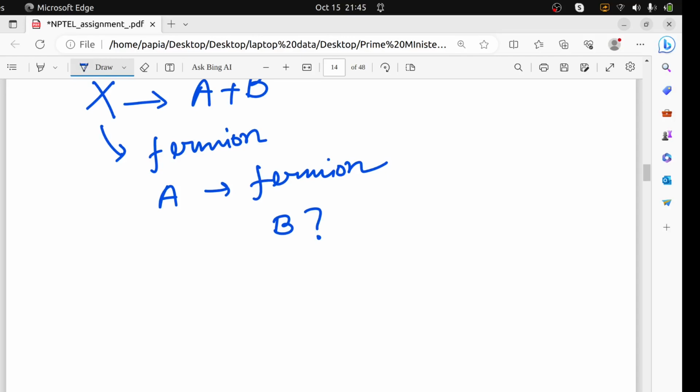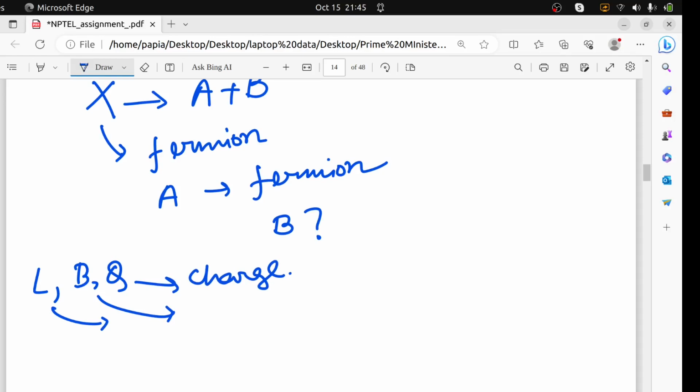How to do that? First of all, it is very well known that in any nuclear reaction, three things should be conserved: L, B and Q. Lepton number, baryon number and charge. These three things should be conserved in any nuclear reaction. As X going to A plus B is also a nuclear reaction, we have to check that these three are conserved in this reaction, right? And we can also see that the spin angular momentum quantum number should also be conserved.